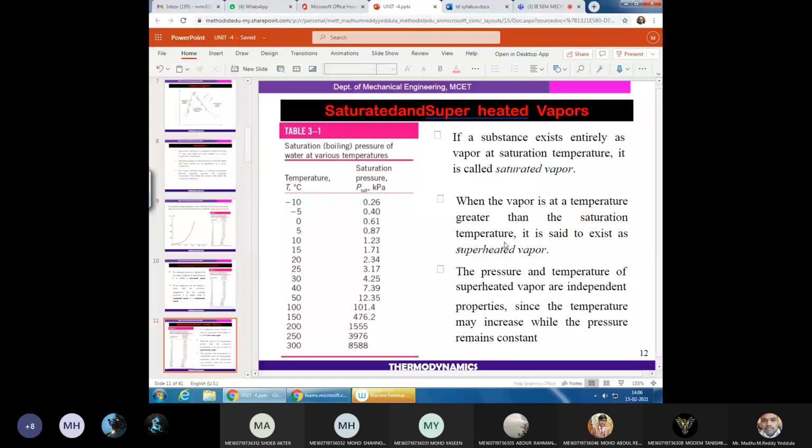The pressure and temperature of superheated vapor are independent properties, since the temperature may increase while the pressure remains constant. Because we are heating the whole process while maintaining constant pressure, you can see here: at 100 degrees centigrade, at 100 kilopascal, the water boils.